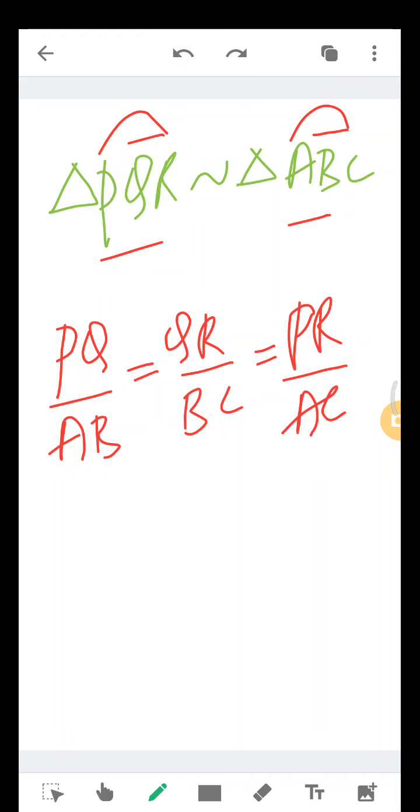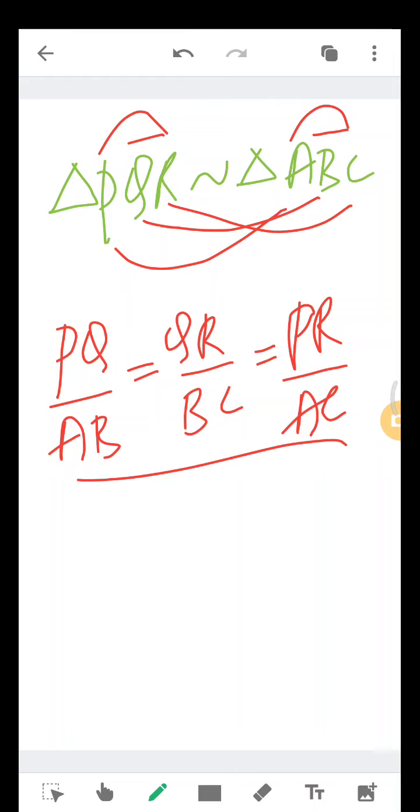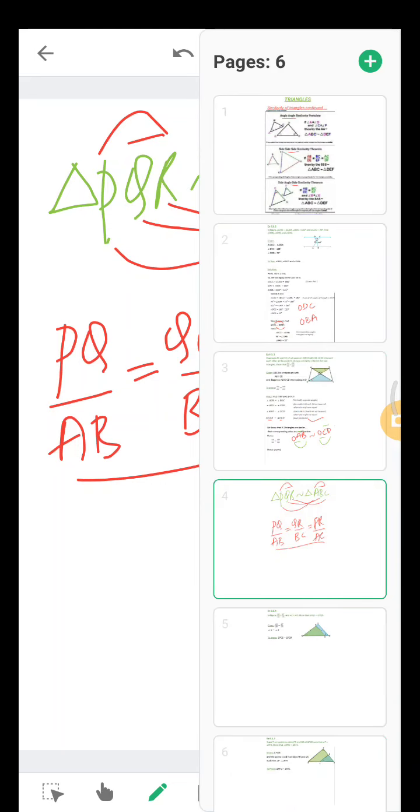So I can say the corresponding angles. What are the corresponding angles in this? I can directly say angle P is equal to A, angle Q is equal to B, angle R is equal to C. So whenever two triangles are similar, you can easily write the corresponding sides and the corresponding angles, whichever is required.